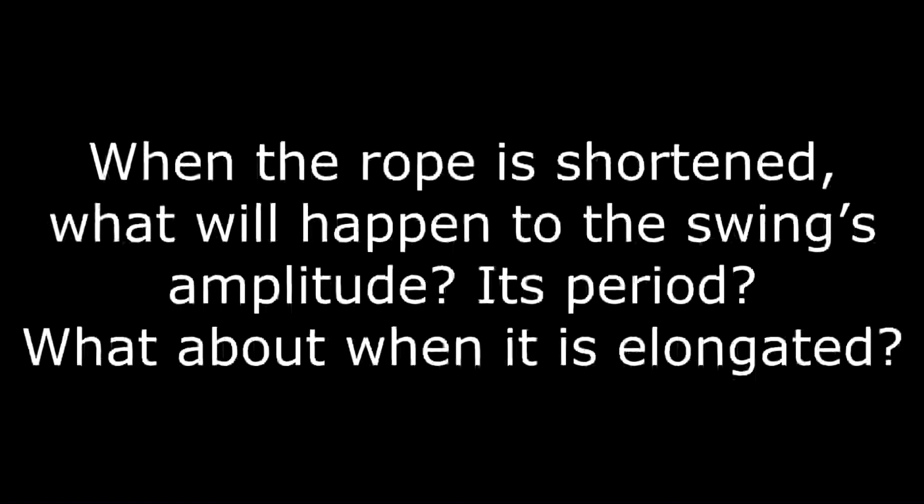Now that we understand how to make this basic graph, we need to ask ourselves, when the rope is shortened, what will happen to the swing's amplitude? Its period? What about when it is elongated? A shorter rope moving at the same speed should have a smaller period, as well as a smaller amplitude, since the rope impacts the movement of the tire swing, it has less maneuverability the shorter the rope. The opposite is true for a longer rope.